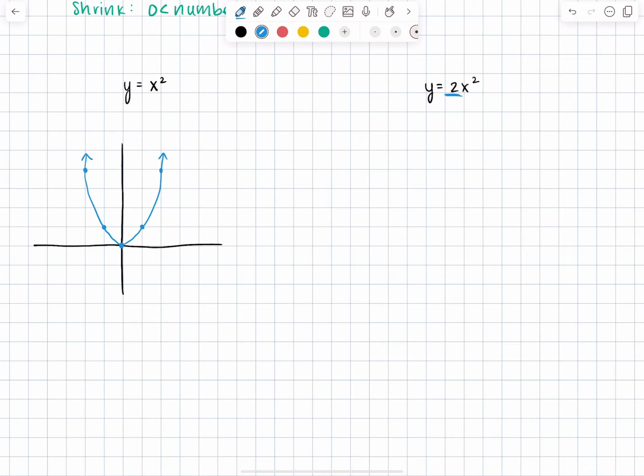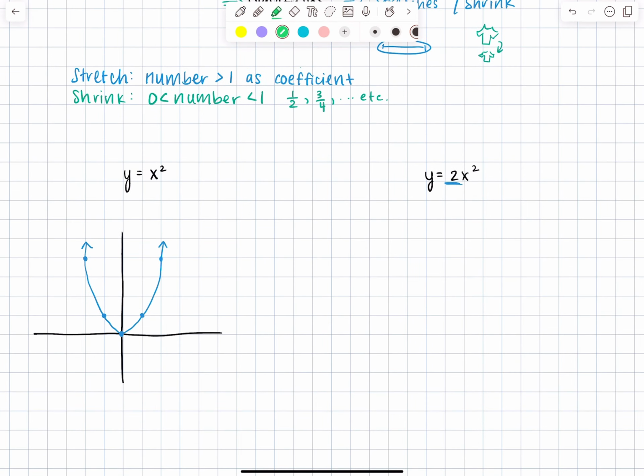So the number 2 here is greater than 1, so that means it's a stretch. So we're stretching the graph. This might seem a little counterintuitive on the quadratic graph, but we can display it numerically as well. So let's take the points, x and y. We use the point 0.